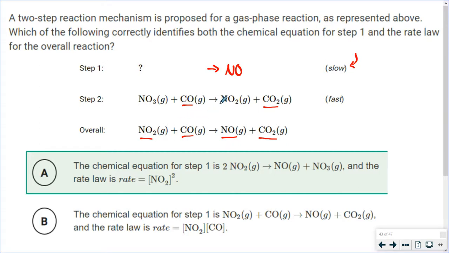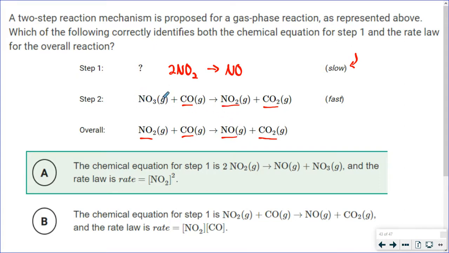NO2, where does that appear? It's on the wrong side here. So when I add these reactions together, I want to have NO2 left over. So I need to have 2 NO2's up here. If I have 2 NO2's, one of these will cancel with this one, and we'll get 1 NO2 left at the end of it.